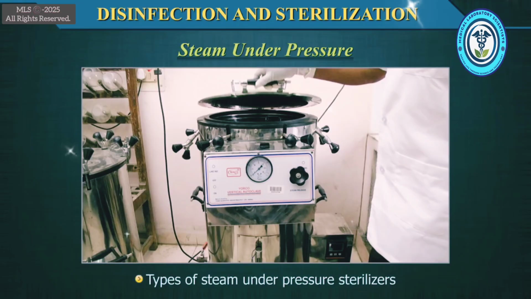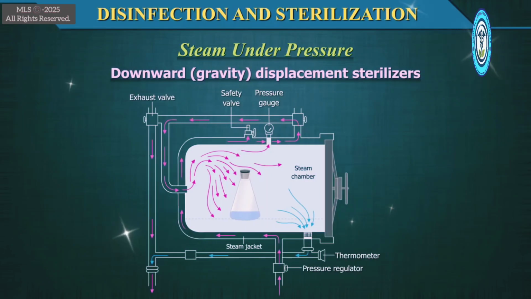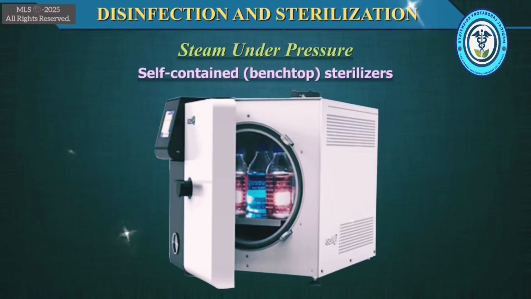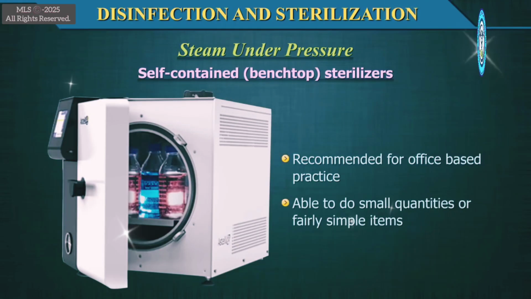There are several types of steam under pressure sterilizers, also called autoclaves: downward gravity displacement sterilizers, jacketed and non-jacketed. These are designed for sterilization of waste, solutions, and instruments. Self-contained or benchtop sterilizers. These are recommended for office-based practice as they are able to do small quantities of fairly simple items.